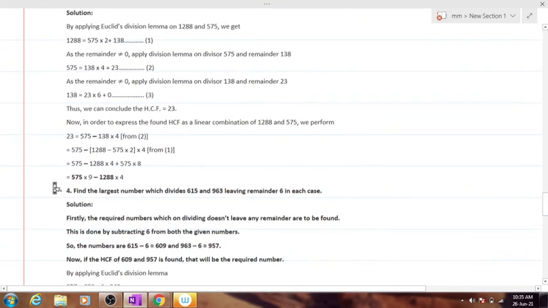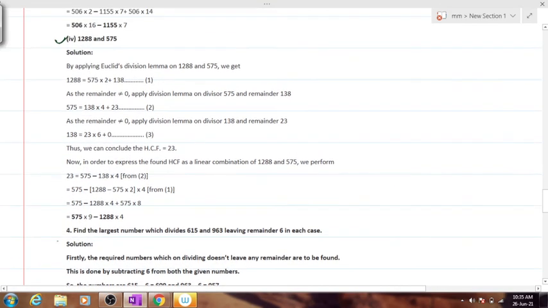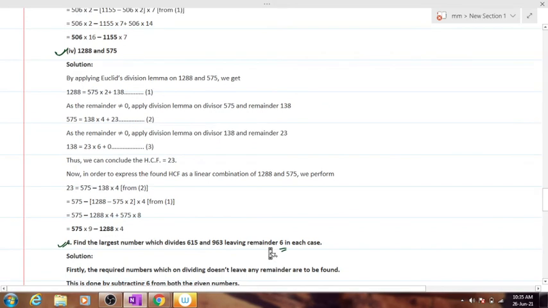Now, try out this question. Question number 4. Find the largest number which when divides this and this, leaves the remainder 6. Let's see how many can try out this question.